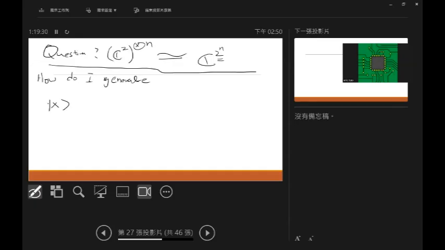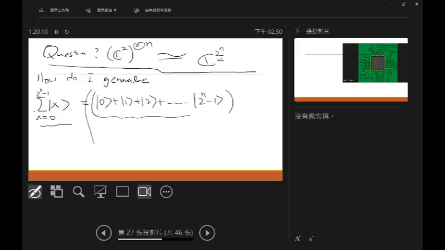So I want to write x. Okay, so this is notation that I will keep, the textbook will keep using. So I write x from 0 to 2 to the n minus 1. How do I generate this state? There are two ways to write this, but now I'm using binary representation. Every number from 0 to 2 to the n minus 1, I can represent as binary, right? So basically this is just 0 plus 1 plus 2 plus up to 2 to the n minus 1, and I can write everything in terms of binary. So the question is, how do I generate this state?